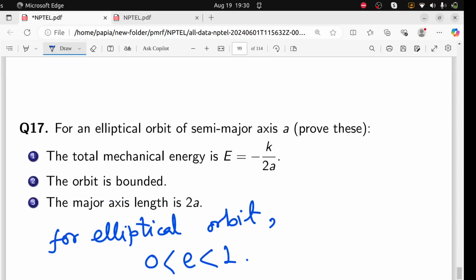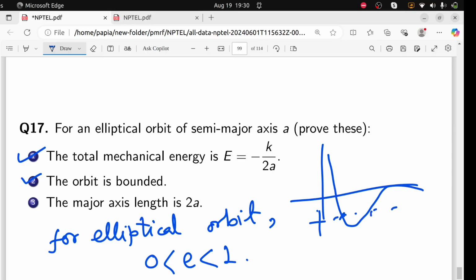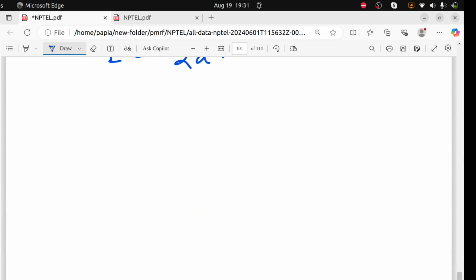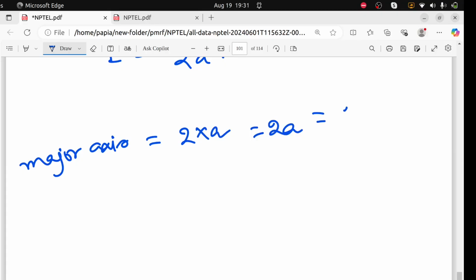So the first one is true. The orbit is bounded, obviously the orbit is bounded, otherwise it will not be true. So you can see that this one is also there, and the energy is like that. So here our maximum is there, so it is like a bounded one. The major axis is 2a, yes, because the semi-major axis is a, so the major axis length is 2a. So it is k by what?